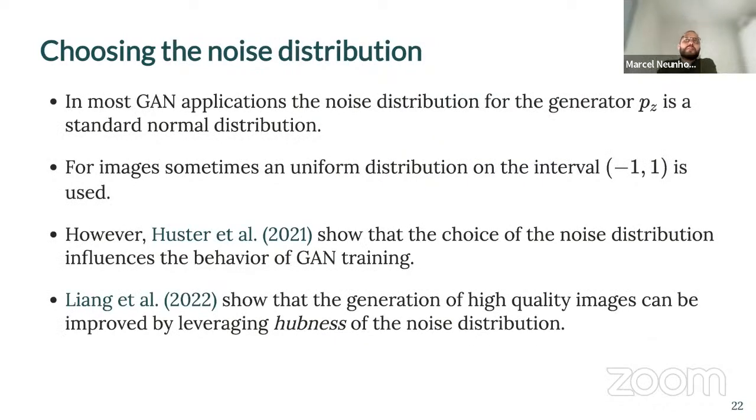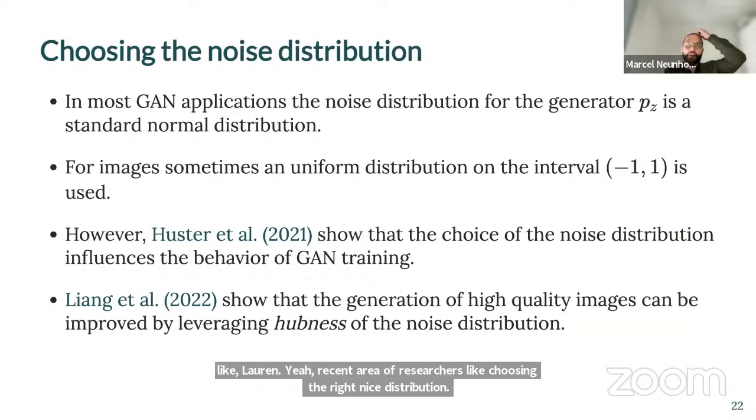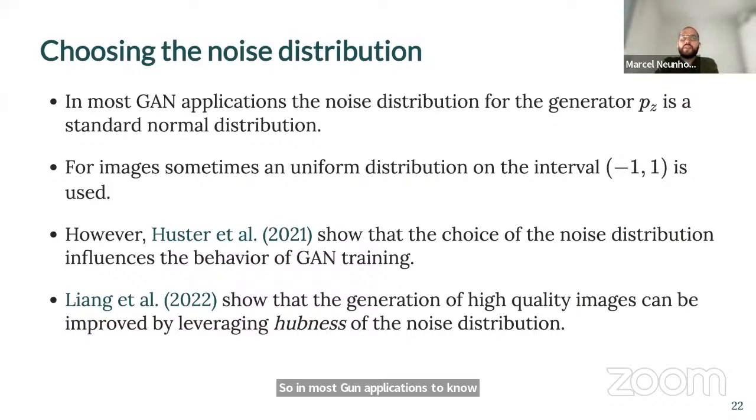Then a more recent area of research is choosing the right noise distribution. So it's really great that we had this question right in the beginning. In most GAN applications, the noise distribution for the generator is just the standard normal distribution. And this, of course, also has practical reasons, since in most of those neural network APIs, it is easy to sample from independent standard normals. For images, as I said, sometimes a uniform distribution on the interval -1 to 1 is used, especially if you normalize your pixel values also to lie in that -1, 1 interval, so that you then can have this nice gray and black and white noise image basically as an input as well.